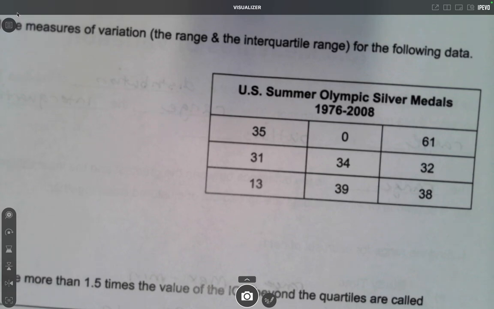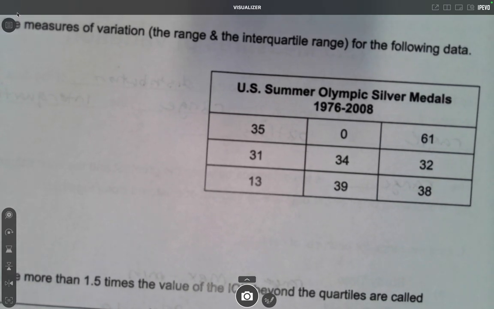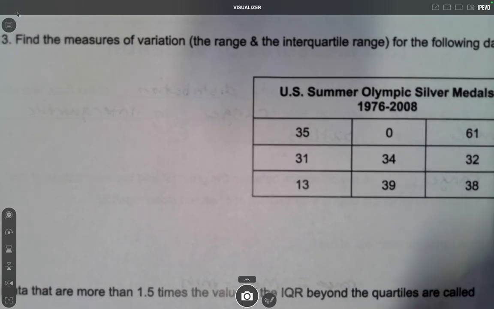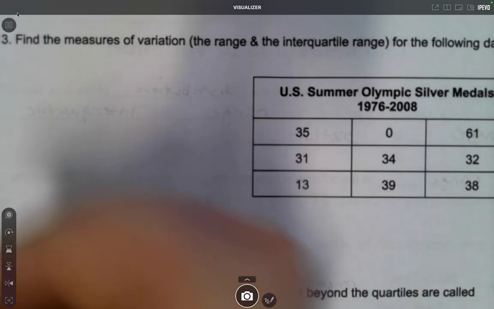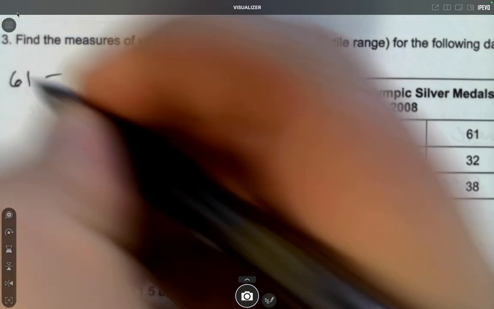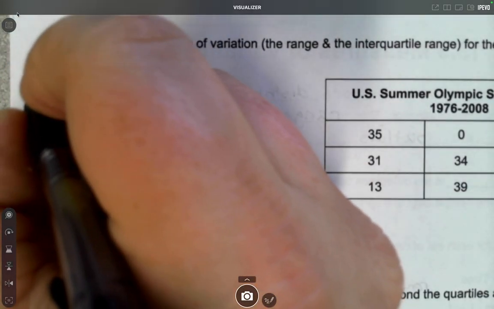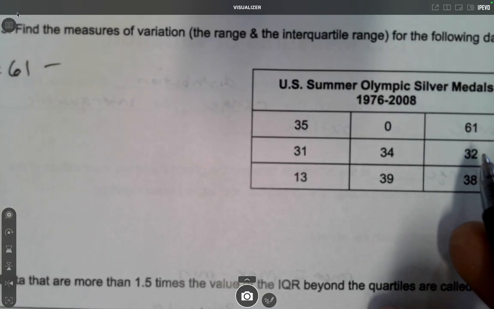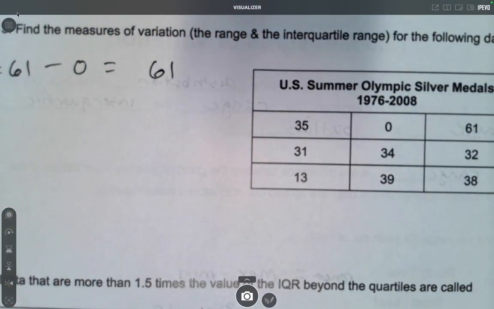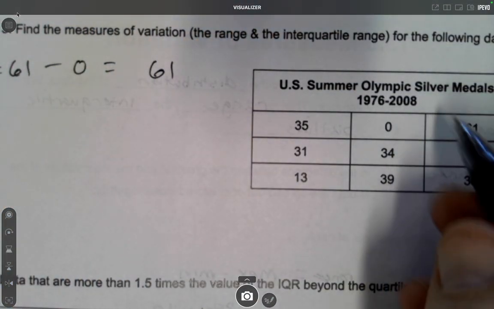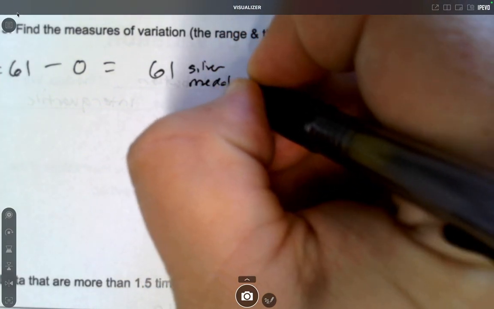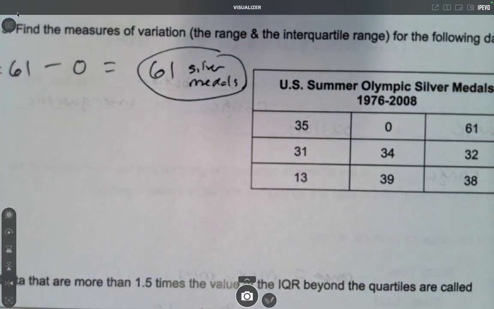Okay, we're going to try to find the range and interquartile range for this data. So the range, we just look and see what the biggest is. That's 61 minus, let me write this as range equals the maximum, 61, minus the minimum, 0. And I'll say silver medals, so 61 silver medals. So the range is 61 silver medals.